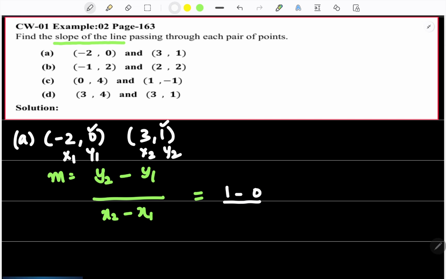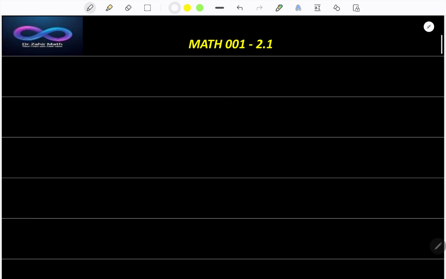y2 minus y1, 1 minus 0, divided by x2 minus x1, 3 minus of minus 2, which is now plus 2. So 1 minus 0 is 1, and 3 plus 2 is equal to 5. So slope m is equal to 1 over 5. Let's go to the next question.